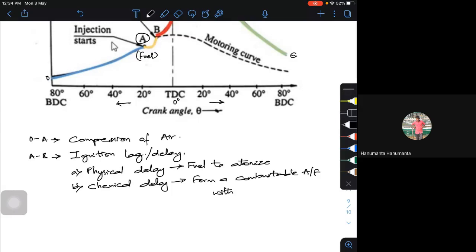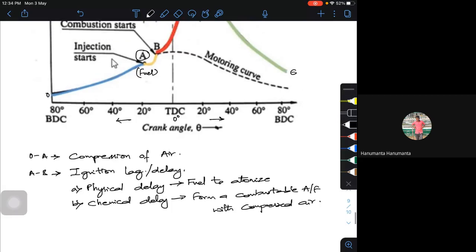Okay, the air is already there, already compressed from 0 to A. So this fuel, atomized fuel, has to mix with it. Chemically it has to mix and then form a combustible mixture. So at point B, the mixture is ready.